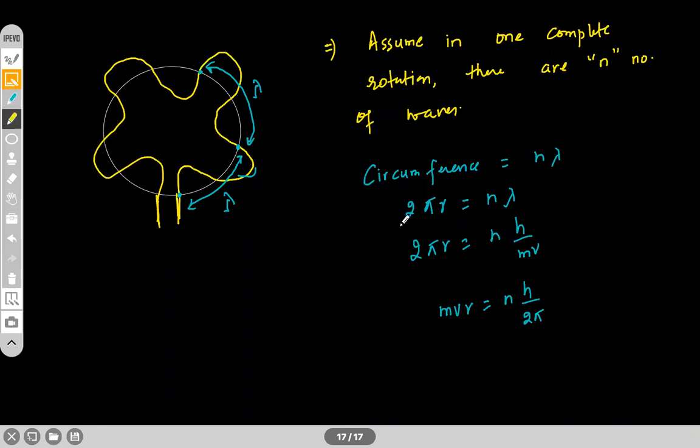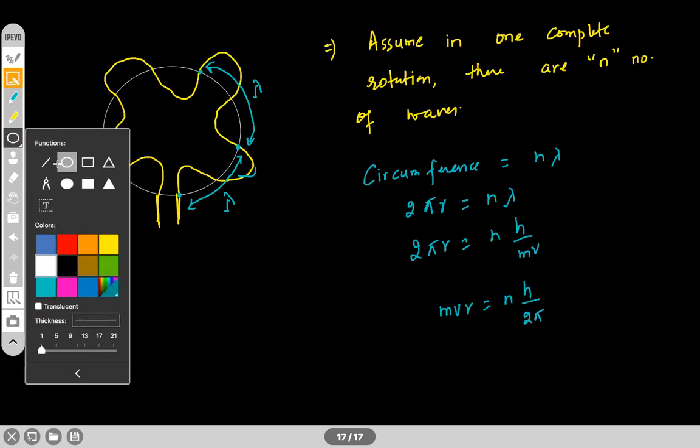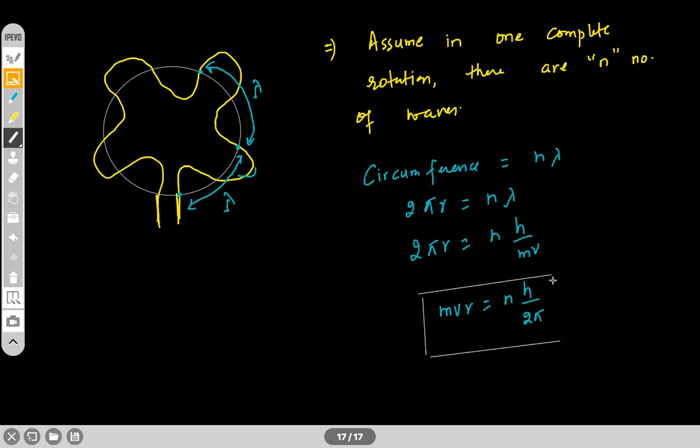What is this relation? Could you tell me? This is one of the postulates of Bohr, if you remember. Bohr gave this relation according to his experiment. There was no mathematical proof for this. But after the de Broglie hypothesis, we got the proof of this particular relation. And then we understood how accurate the postulates of Bohr were.